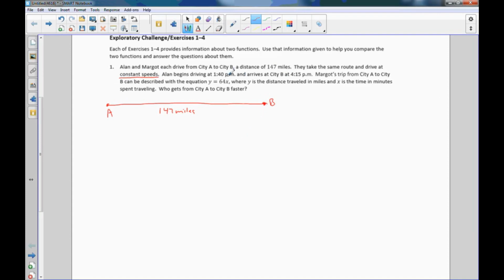Alan begins driving at 1:40 p.m. and arrives at City B at 4:15 p.m. So there's the first thing we're given. Alan's time equals, so 1:40 to 2:40 is an hour, and then to 3:40 is another hour, and then from 3:40 to 4:15 is 35 minutes. So his time is 2 hours, 35 minutes.